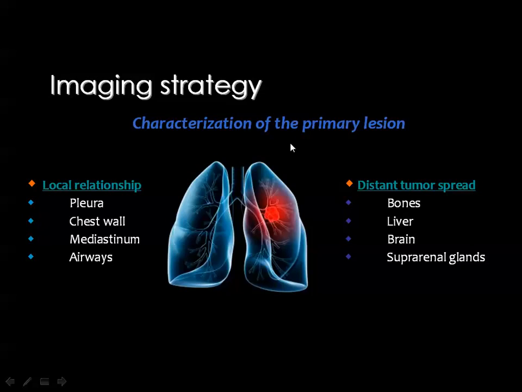Number one is to categorize the primary pathology. Number two is to assess the local relationship between the tumor and the intrathoracic structures, and also to assess the possibility of distant metastatic disease.